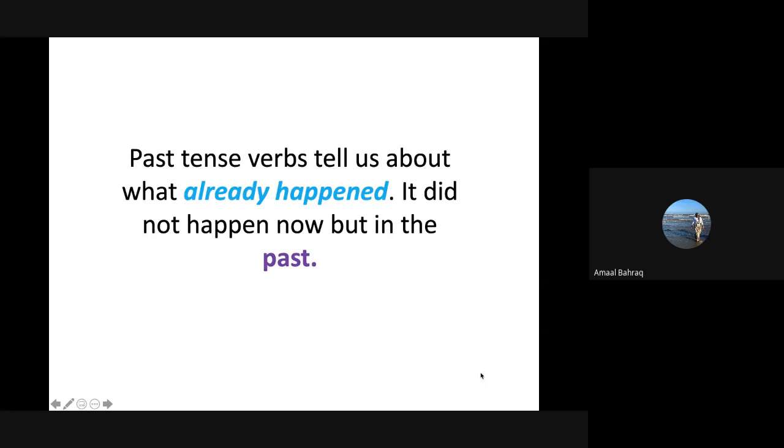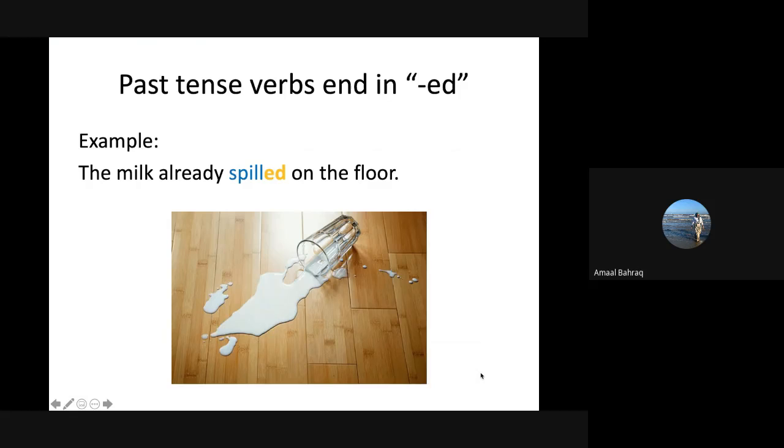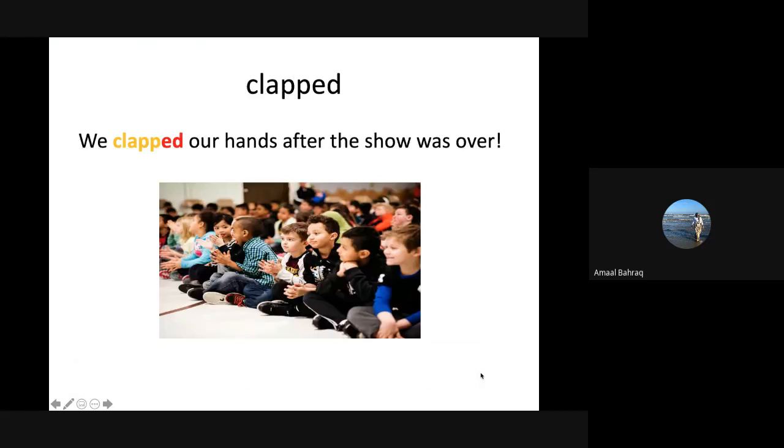Now, when it comes to verbs, past tense verbs tell us what already happened. It did not happen now, but it happened in the past, like yesterday or last week. So for example, when we talk about past tense verbs, it ends in an ed. The milk already spilled on the floor. That means it already happened. It's spilled. Notice that we added an ed to the action, which is spill.